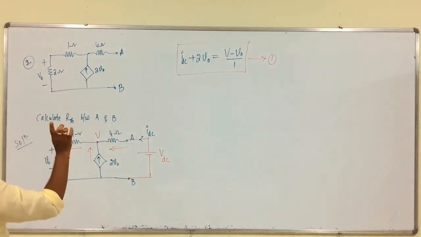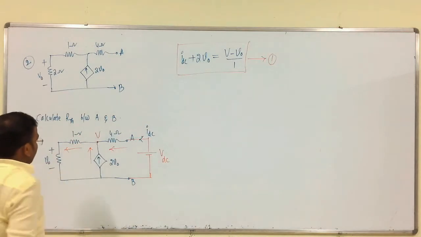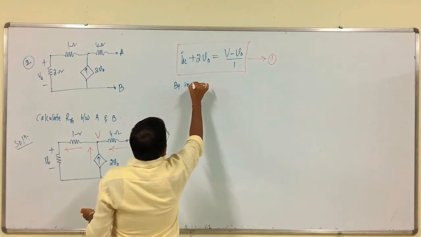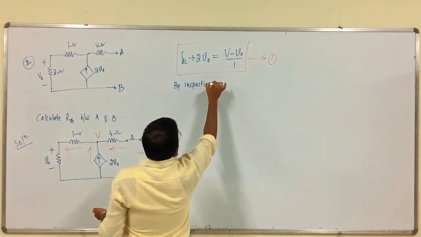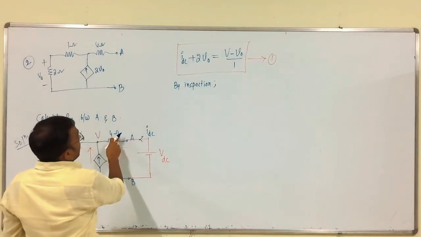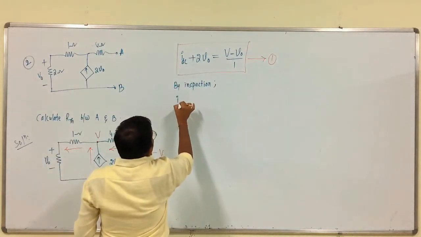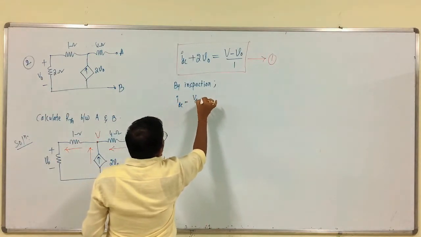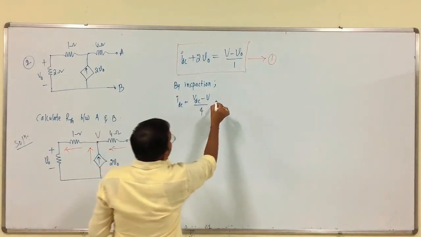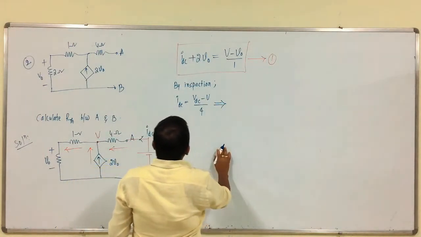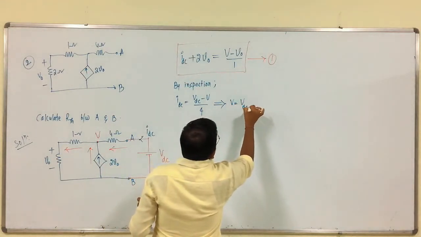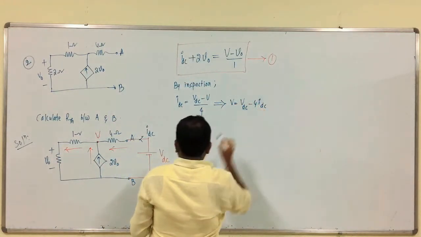So, that is the nodal equation at this node. Therefore, by inspection, see, this IDC is what? VDC minus V by 4, right? IDC is equal to VDC minus V by 4. So, from this we can get V. 4 IDC is equal to VDC minus V, so V is equal to VDC minus 4 IDC, that is it.